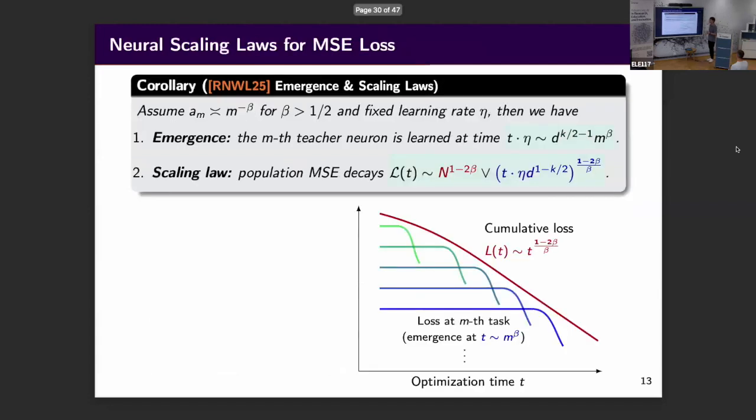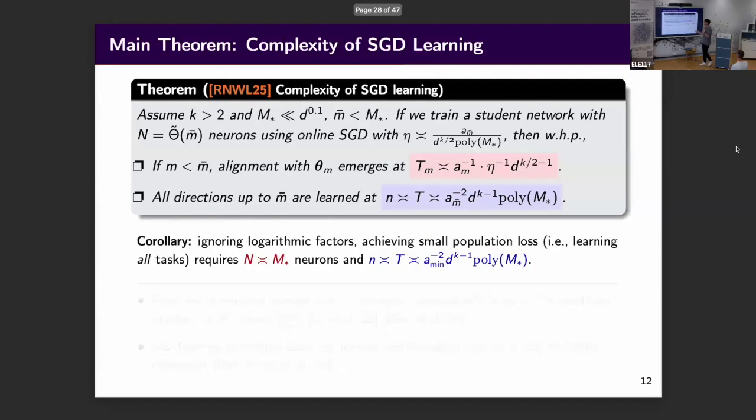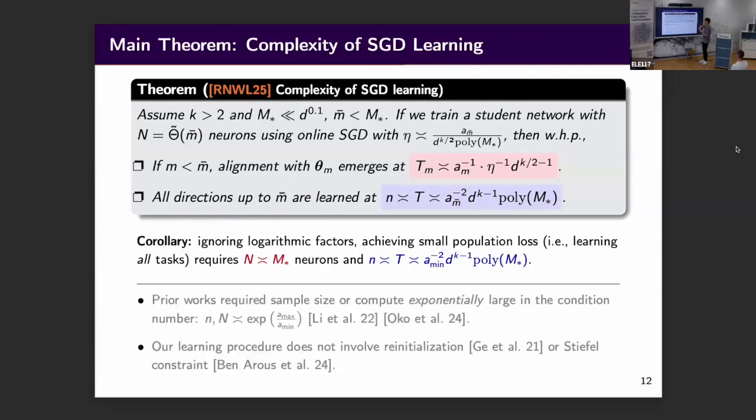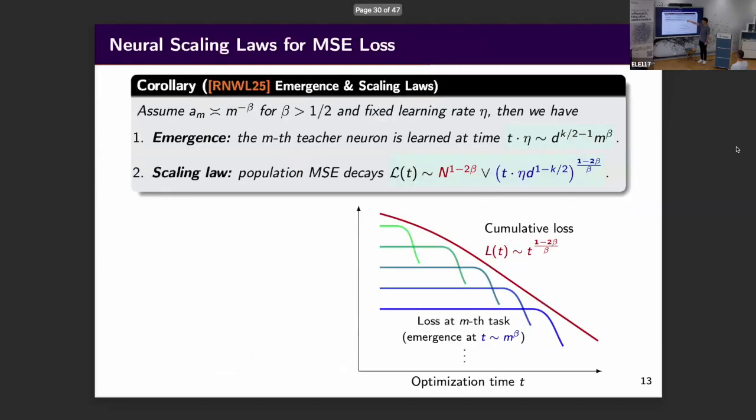Okay, so for the theorem that I stated, we didn't assume anything about the power law structure. This holds for generic second layer teacher weights. Now let's assume that the second layer weights follow a power law. So let's say a_m is like m to the minus beta for beta greater than 1/2. So this second layer is square summable. We get roughly the same behavior, but each neuron is going to be recovered at this time, so now the time is also going to scale with m to the beta power.